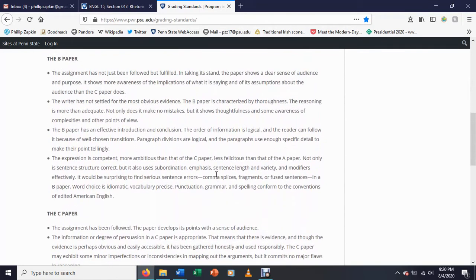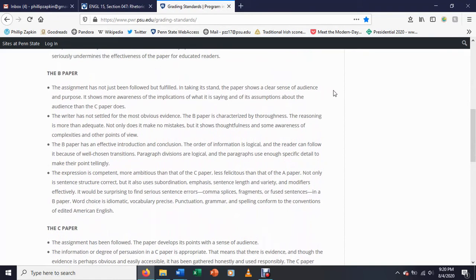The B paper, what it says here is that the assignment has not just been followed, but fulfilled. In taking its stand, the paper shows a clear sense of audience and purpose. It shows more awareness of the implications of what it is saying and of its assumptions about the audience than the C paper does. The writer has not settled for the most obvious evidence. The B paper is characterized by thoroughness.